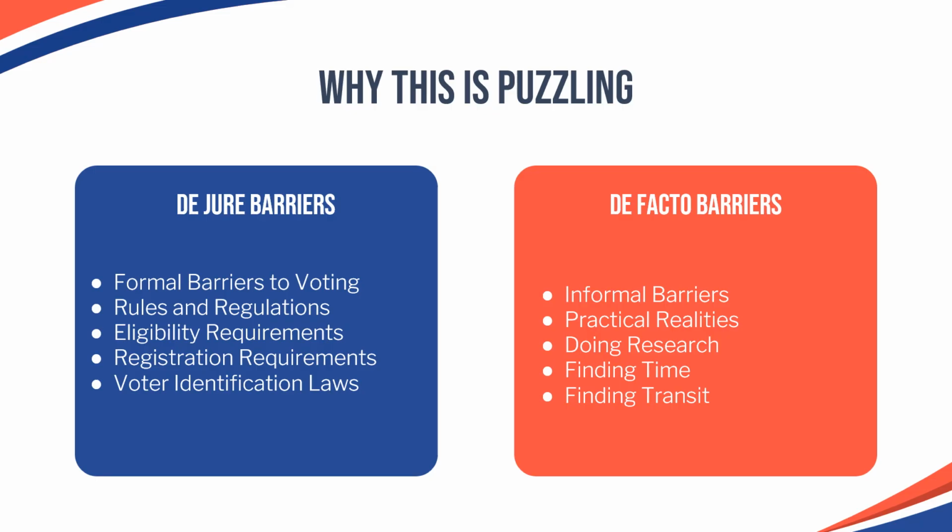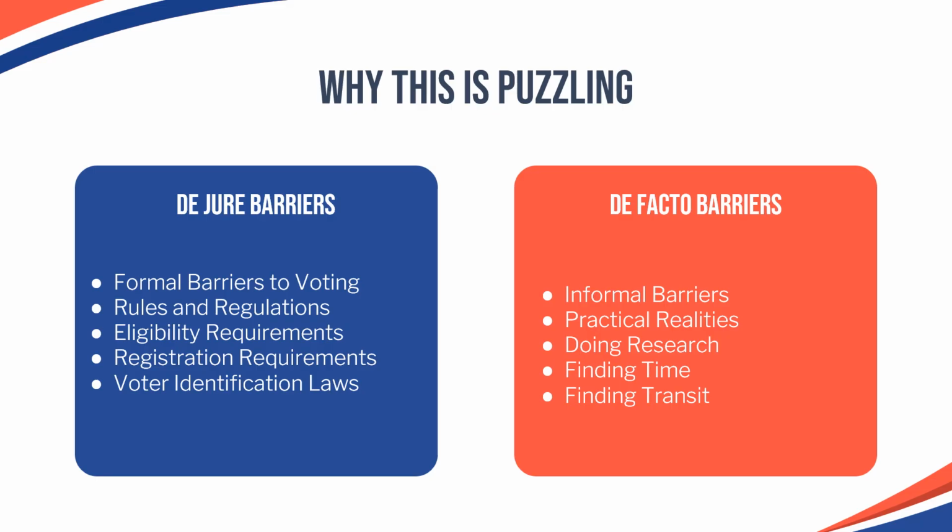Okay, so if it's not eligibility requirements, what other factors might be at play? Well, the other major de jure barrier that we need to talk about is the registration requirement. A registration requirement is basically a law that requires you to register as a voter before you can actually participate in an election. Well, registration requirements actually do a much better job of explaining the decline than do eligibility requirements, at least at first glance, because the timing is almost right.